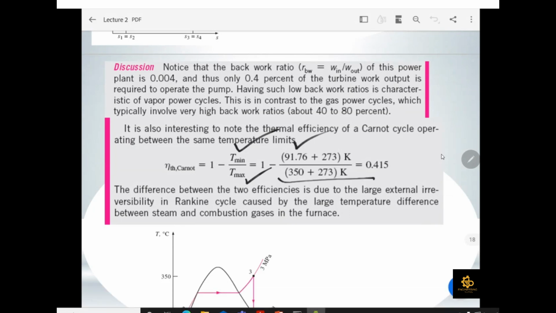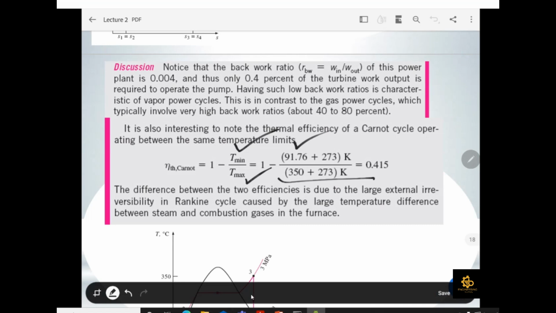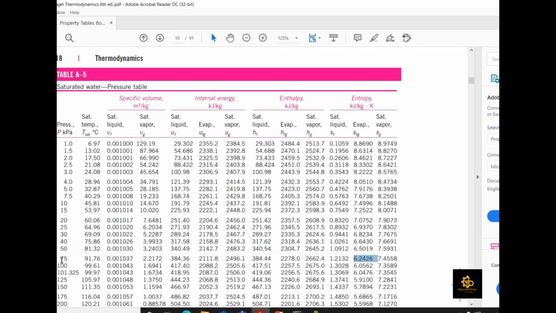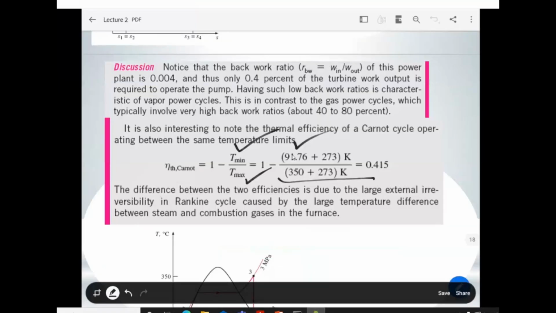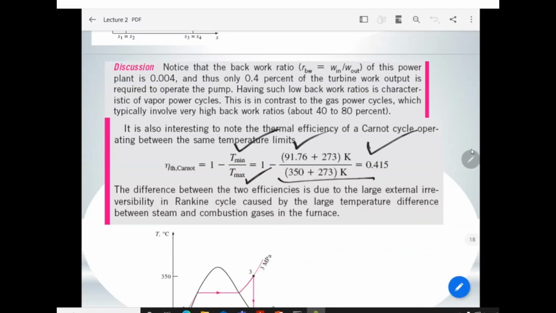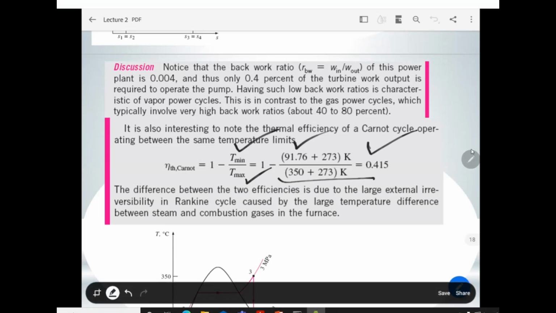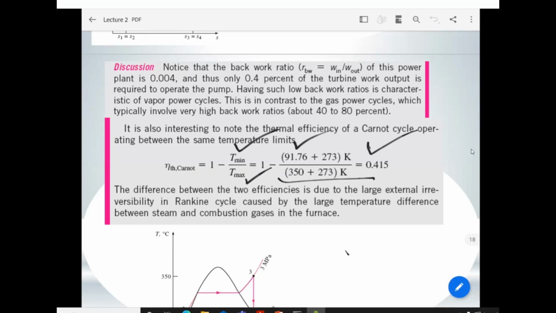So where does T minimum come from? This T minimum comes from your thermodynamics table as well. From 75 kilopascal, 91.76 is your saturated temperature. So just put that 91.76 in this and you can find out your thermal efficiency for the Carnot cycle. Then you can compare your Carnot cycle efficiency with the Rankine cycle. Okay, so this is how you have to find out all the values.